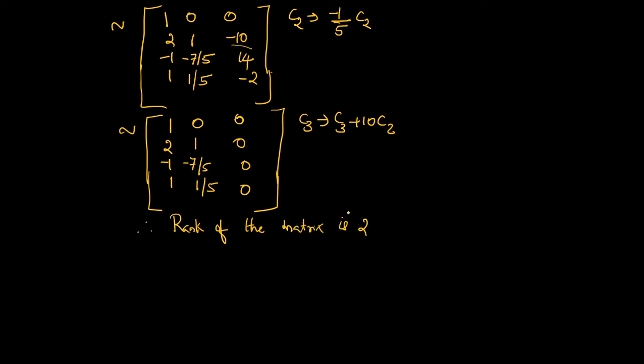If you are using column reduced echelon form, we have to find the number of non-zero columns in the reduced matrix. That will give the rank of the matrix. If you are using row reduced echelon form, we have to find the number of non-zero rows in the reduced matrix. We can do one more example.